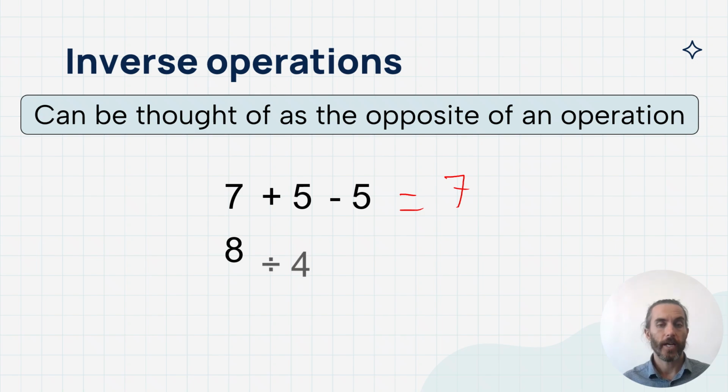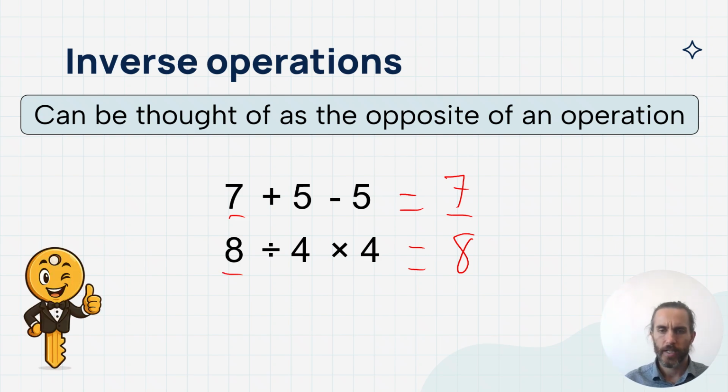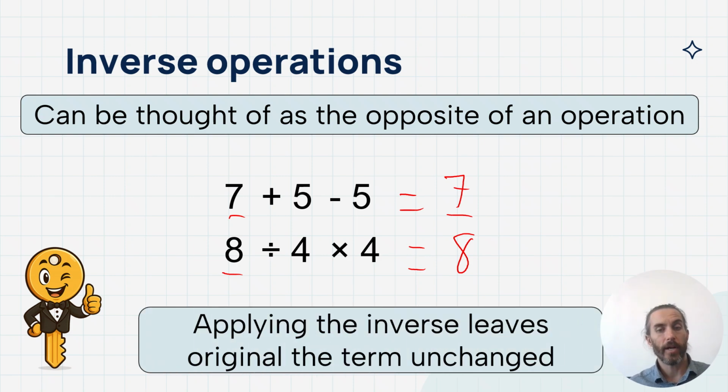Say if we start with 8, now we're going to divide by 4. What's the inverse to 4, the opposite operation? That's multiplying by 4. And you can see 8 divided by 4 is 2. We times that by 4, and that's going to give us back our original expression 8. So you can see we started with 7, applied an operation, then the inverse, and got 7. Same here, started with 8, applied an operation, then the inverse, and got back the original. So the key takeaway is applying the inverse leaves the original term unchanged.